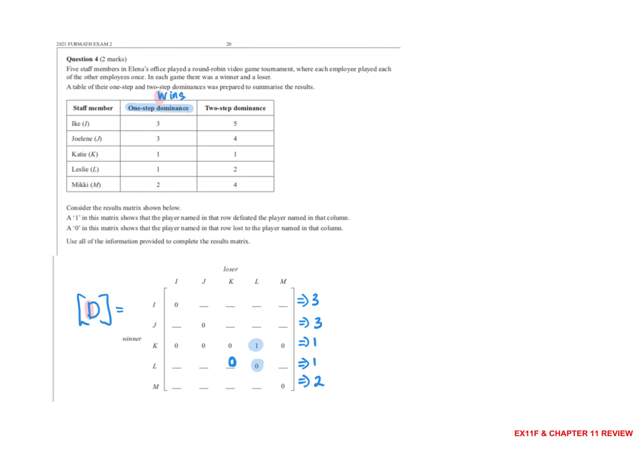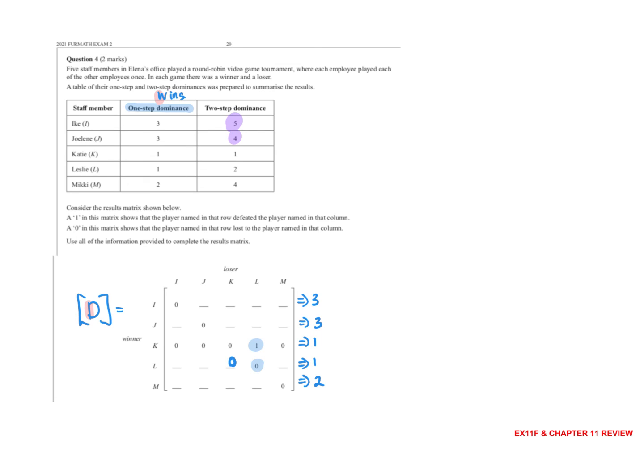So what we're going to look at is this two-step dominance. Ike beat a lot of people and has a lot of two-step dominance, which means they're probably outright winning a lot of the games. And if you see Jolene is second there, so let's go with that Jolene. So they're probably going to be fairly dominant up here.